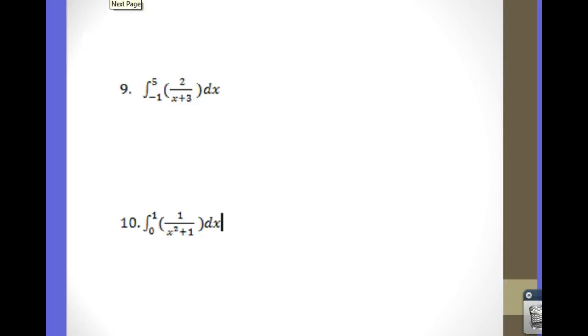How about 2 over x plus 3? If you try to do the 1 over u and u prime, is the derivative of x plus 3 going to give you a 2? No, it's not. Here's where the properties I gave you at the beginning and the properties we talked about yesterday are so crucial to understanding antiderivatives.